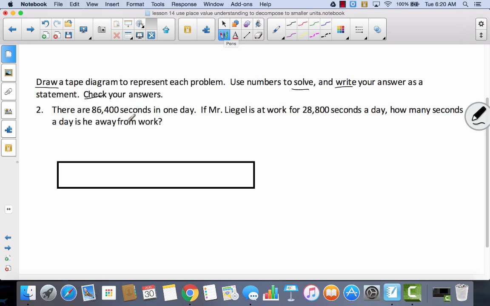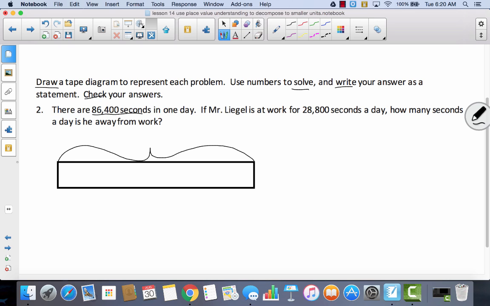So now I have to read this problem to be able to figure out what the whole is. So there are 86,400 seconds in one day. If Mr. Legal is at work for 28,800 seconds a day, how many seconds a day is he away from work? So what's my whole or my total in this problem? Well, this would be the total, right? It says that this is how many seconds there are in one day.